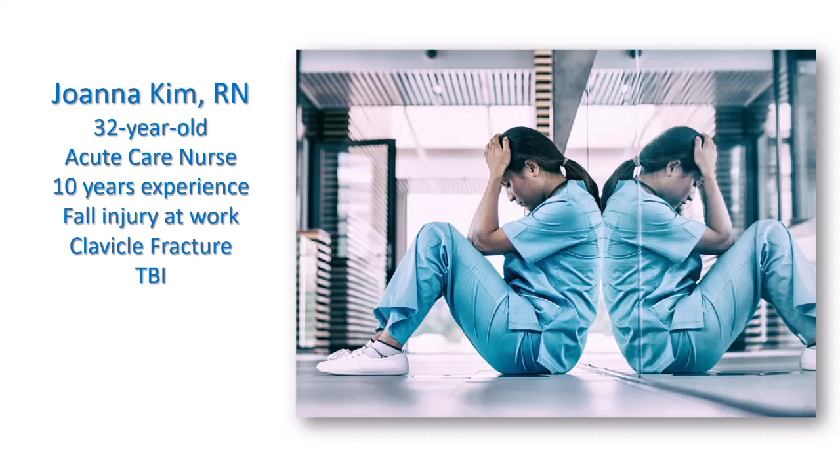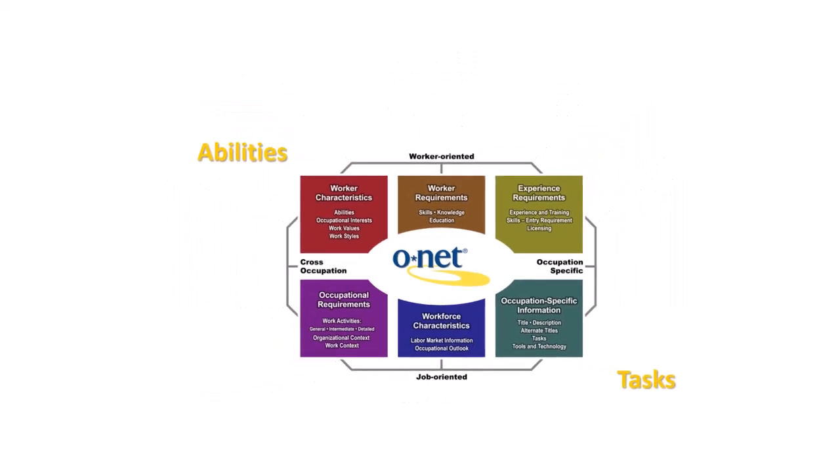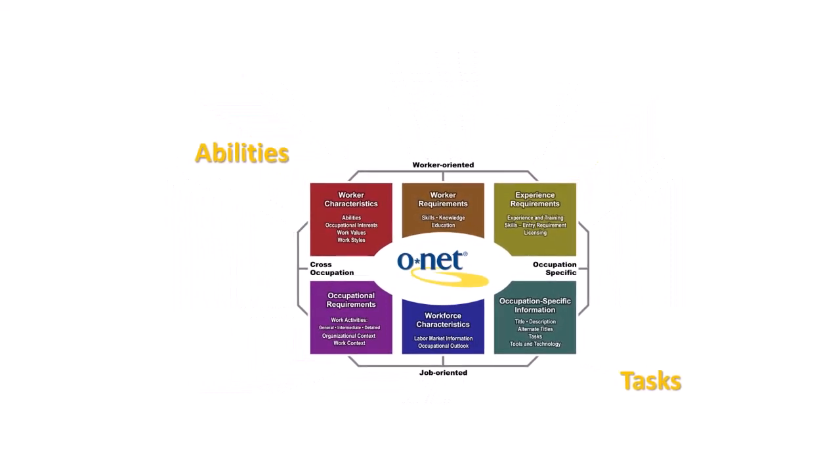We're going to help Joanna by using the Occupational Information Network. ONET has 6 large databases that are integrated. We're going to be focusing on the Worker Characteristics Database in the upper left-hand corner and the Occupation-Specific Information Database in the lower right-hand corner. We're going to focus on evaluating Joanna's abilities in terms of the task demands of her work.